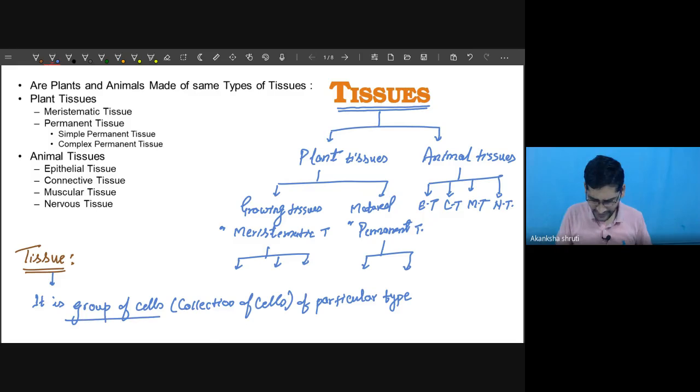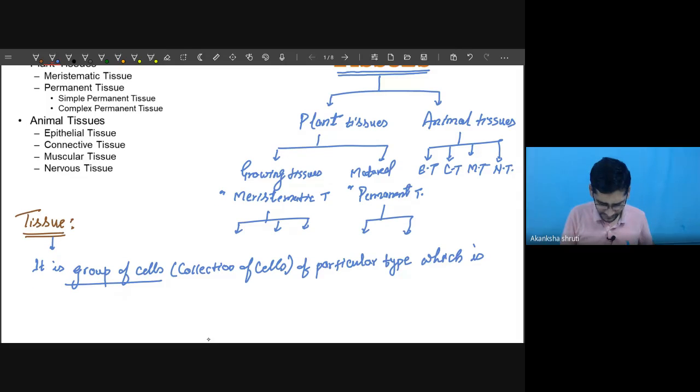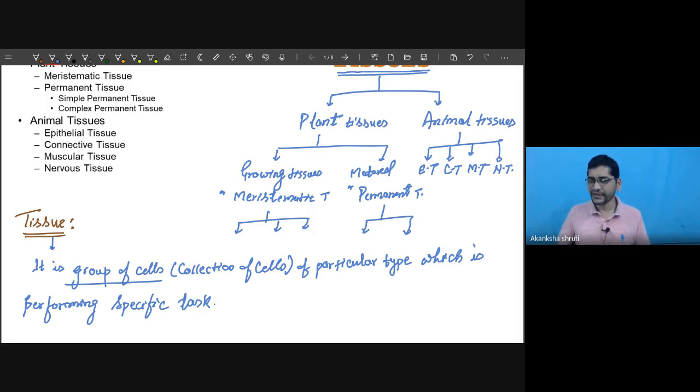So a group of cells of a particular type which is able to perform, or which is performing, a specific, means a particular kind of, specific task. Getting it? So the definition is like this.